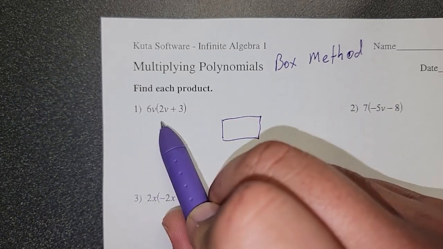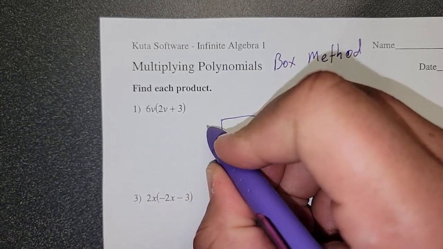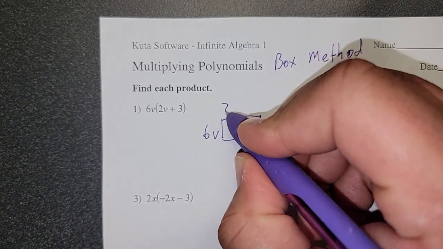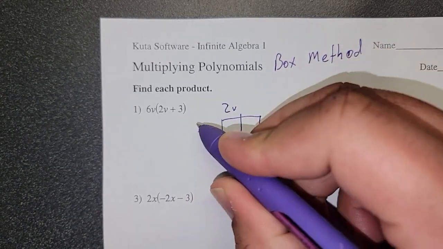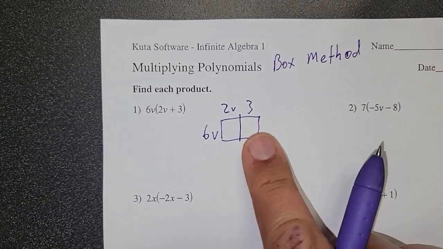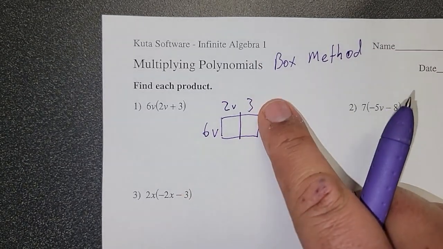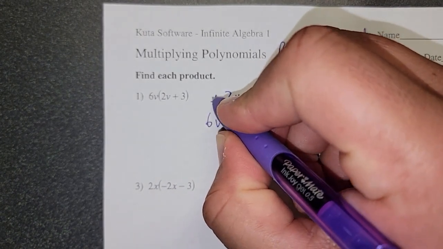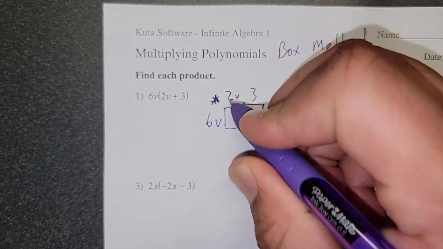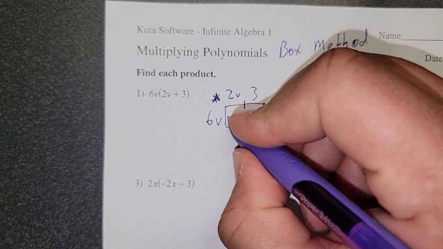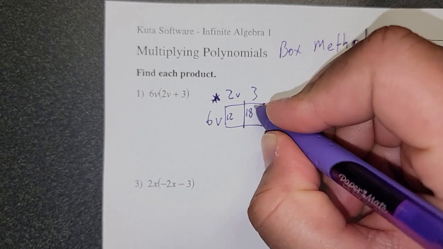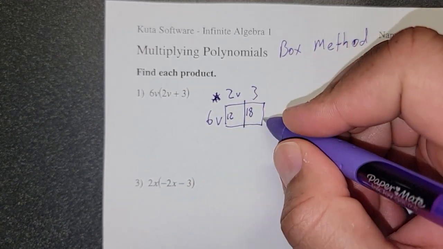This is a monomial and this is a binomial. My monomial is going to go on the outside here, and then my binomial is going to go on top. So I'm going to separate it as positive 2v goes first, and then 3. So this is a mono times a binomial. Now we're supposed to multiply all of the big numbers. So I have 2 times 6, that's going to be 12, leave some space. 3 times 6, that's going to be 18.